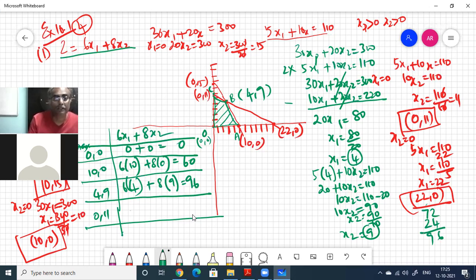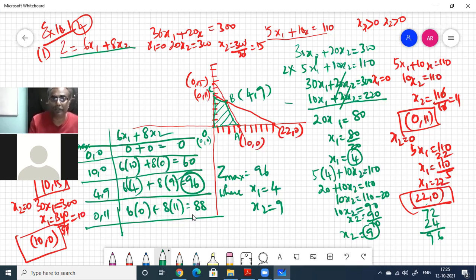Then 6 into 0 plus 8 into 11, 8 elevens are 88. Out of these, 96 is the greatest. So Z max is equal to 96, where x1 is equal to 4 and x2 is equal to 9. This is your answer.